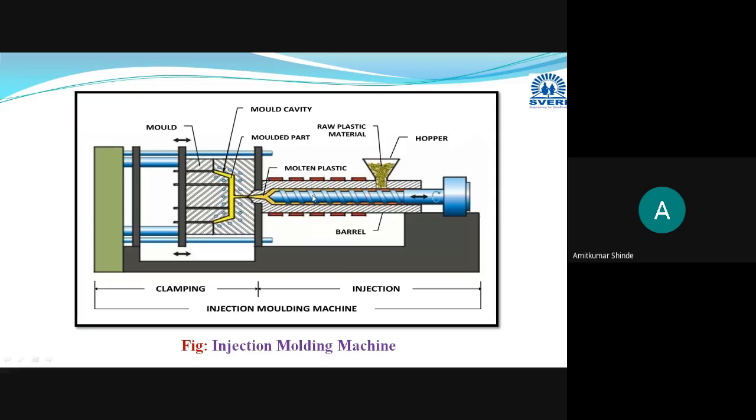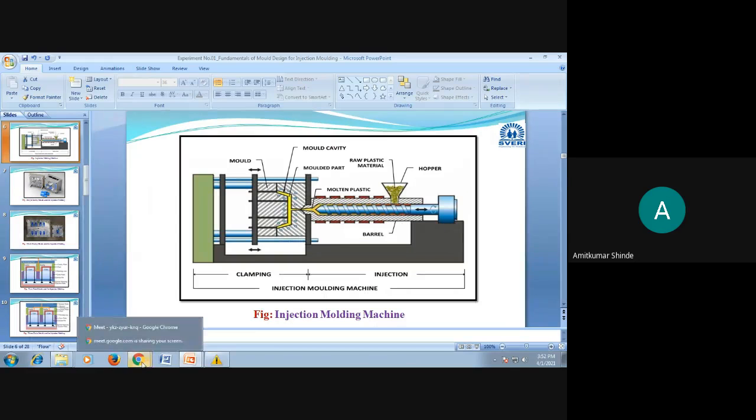And that plasticized plastic material is collected here. This is the molten plastic material. It is collected here, and pressure is applied with this ram, and it is injected into the mold cavity, and it acquires the required shape. Sufficient time is provided for cooling, and after that the mold is opened and the final product is removed. This is the injection molding machine. Okay, for better understanding of this concept, I have collected one animation that I will play here.